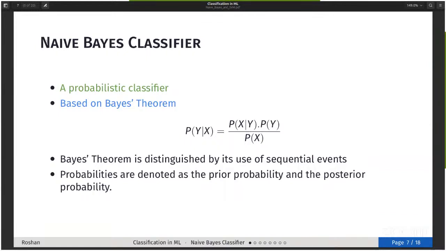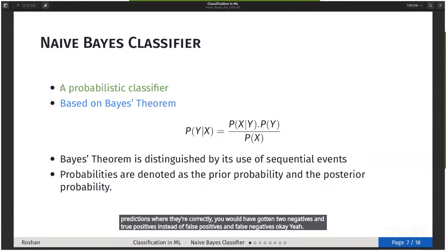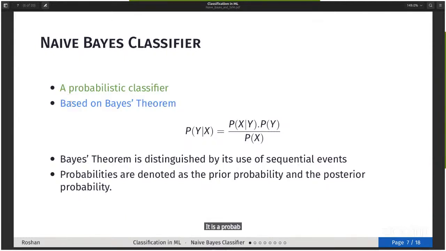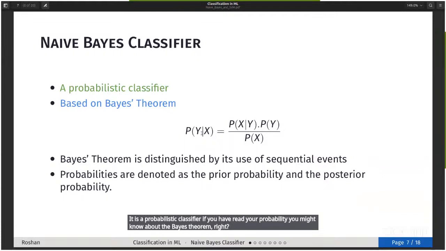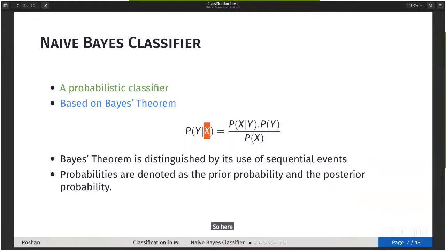Looking at the naive-Bayes classifier, it is a probabilistic classifier. If you have read your probability, you might know about the Bayes theorem, right? So here, what it defines is, given an event X, what is the probability of Y happening?